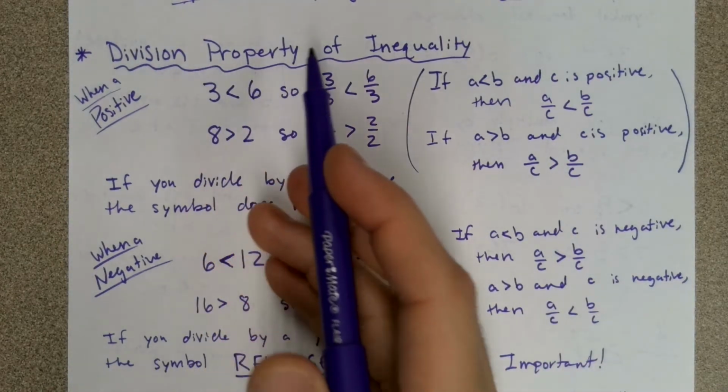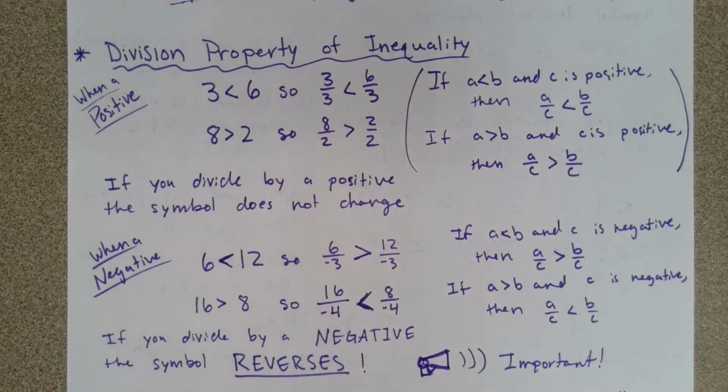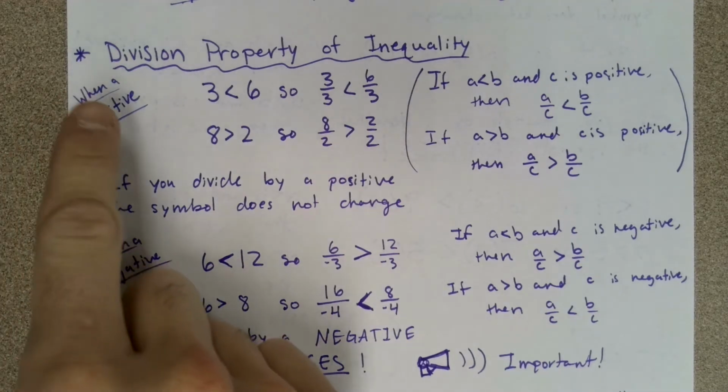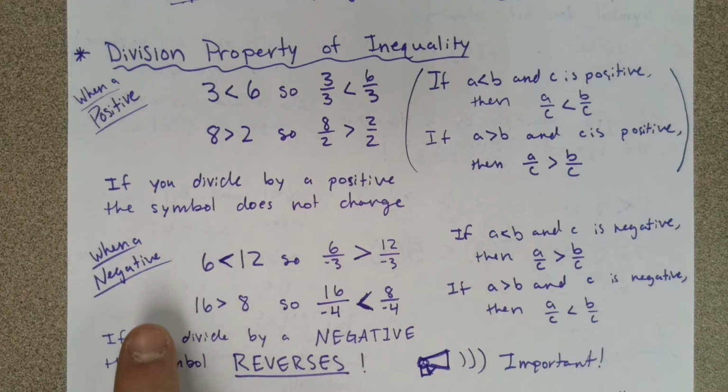So, division property of inequality, similar to what we talked about last week, but there's a key difference. The difference is if we divide by a positive number or a negative number. Those are two different circumstances. We'll talk about them both right now. So to start, when dividing by a positive number.